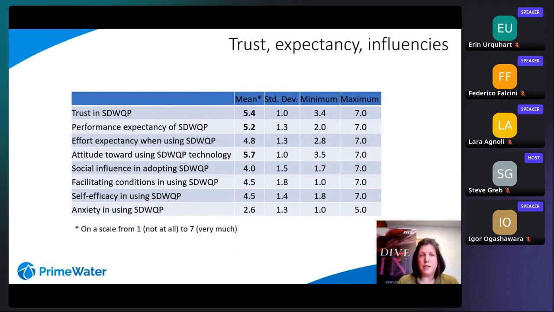A first analysis of possible behavioral barriers in the adoption of this data highlights quite positive attitudes towards using these technologies and trust also in these products, as well as high performance expectancy.